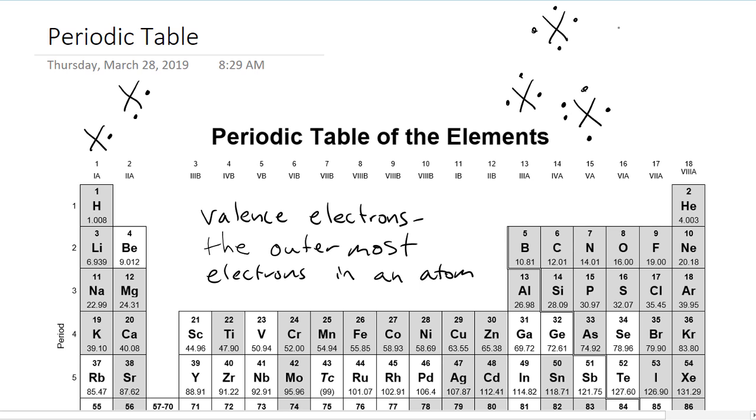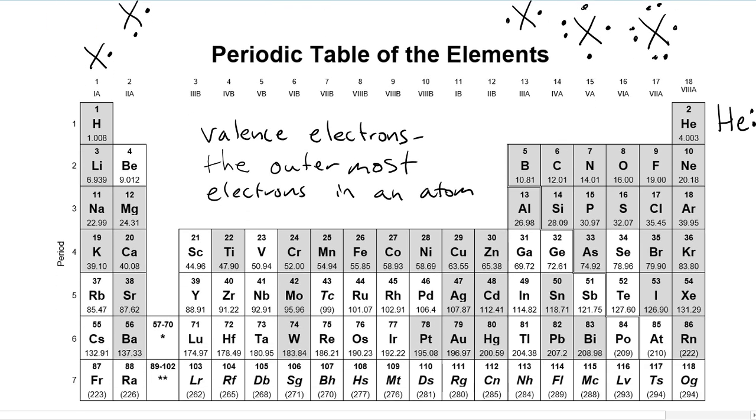Elements of group 6A would have 6 dots. Elements of group 7A would have 7 dots. And elements of group 8A would have 8 dots, with the exception of helium, which has 2. And so helium would be written with its 2 dots something like this.